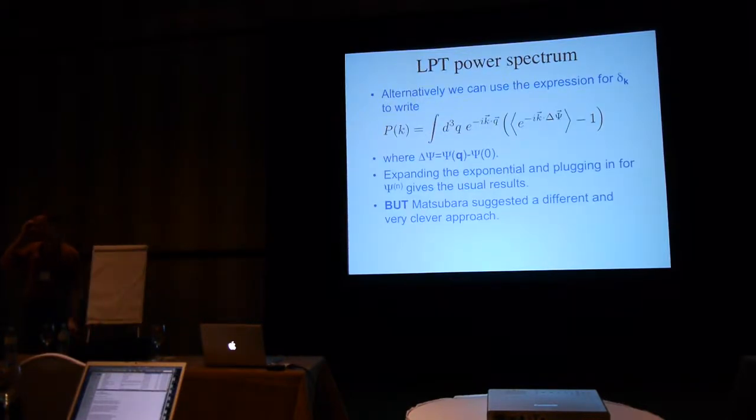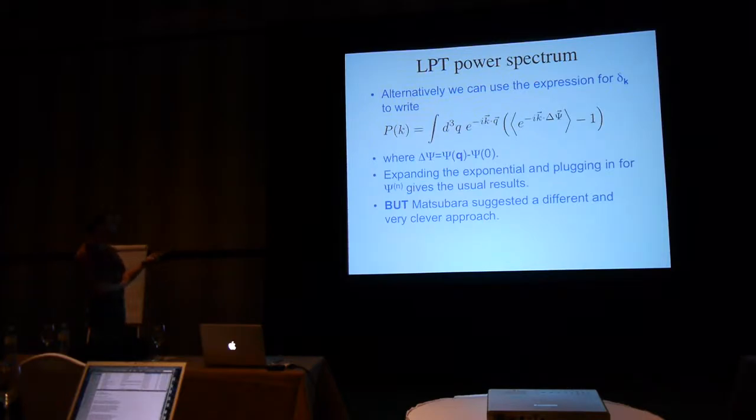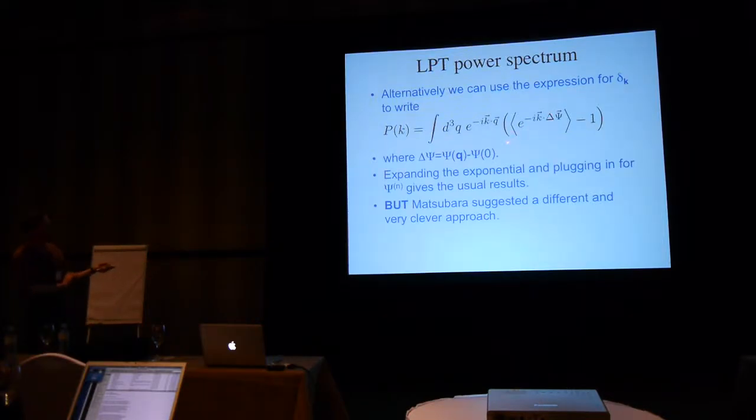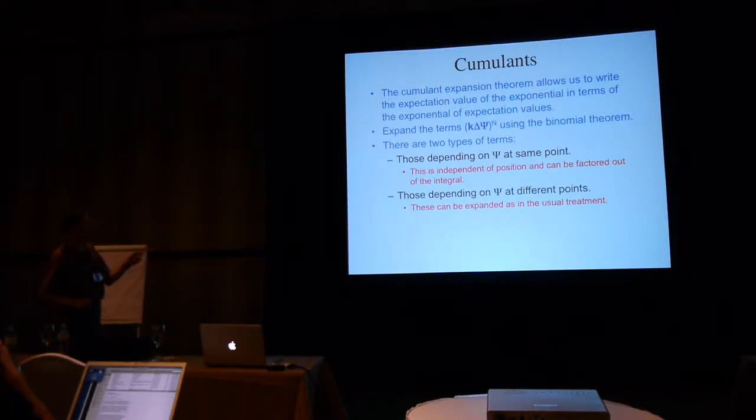What Matsubara did was extremely clever, and I want to run you through that. He said, look, I can write down my expression for P of k just by writing delta times delta and putting the angled brackets around it. And what I need to calculate is the expectation value of e to the minus ik dot delta psi, where this delta psi is the difference between psi at some point and psi at a different point. If I just expand that exponential and plug it in, that's the normal perturbation theory, which is what we've just done. But Matsubara wanted to do something different, and it's very clever. It involves this cumulant expansion theorem, which you all just learned.